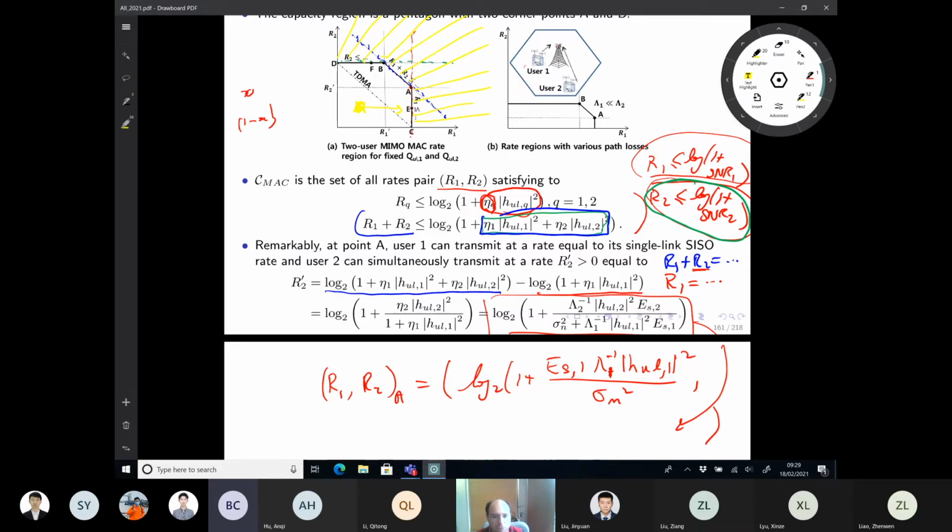What do we do at point B? Point B is exactly the opposite. At point B, I'm going to have now a rate pair that will be, again, given by the intersection of 2 lines, the green one and the blue one.